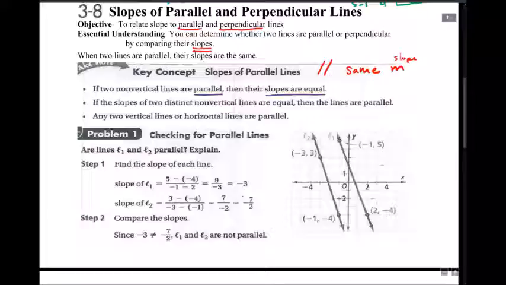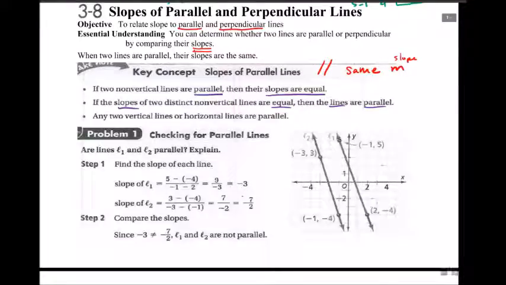And we can say the opposite of that. If your slopes are equal, then your lines are parallel. So if lines are parallel, then slopes are equal. And if slopes are equal, then our lines are parallel. Notice we have a conditional and its converse, and they are both true.